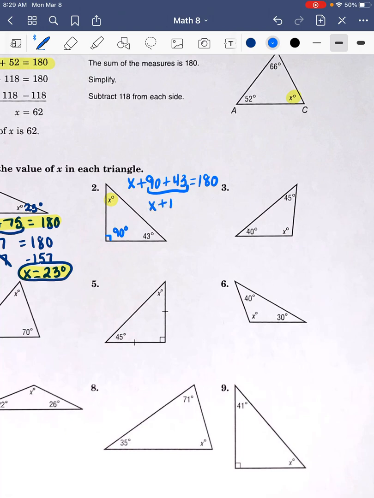So x plus 133 equals 180. And then you are going to subtract 133 from both sides to get your answer of the missing angle. So here we get x equals 47 degrees. So we know this angle right here is 47 degrees.